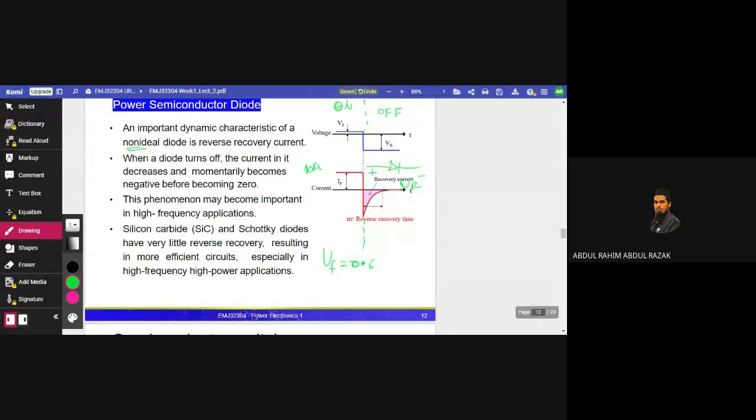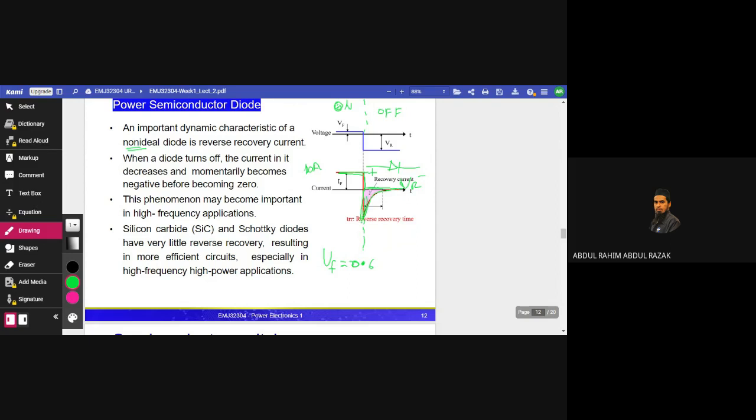We shall measure the voltage across the diode. There is a reverse voltage. But before the current turns to 0, by right, this 10 ampere, once we switch off, it goes down to 0. But it will swing down first. So this is the reverse recovery. Before it returns to the 0 line, it will swing down.